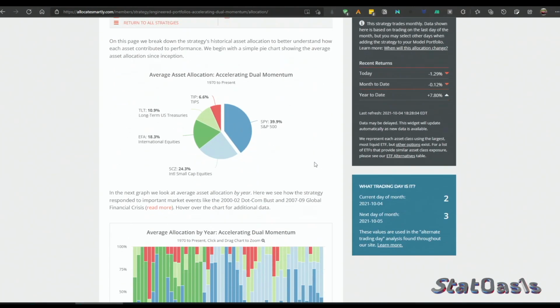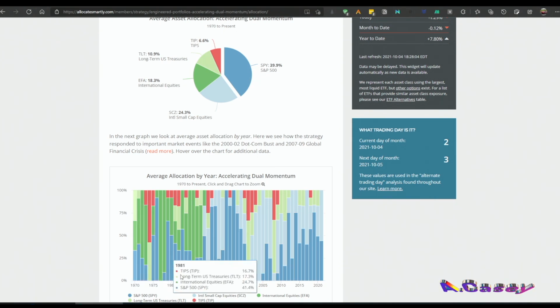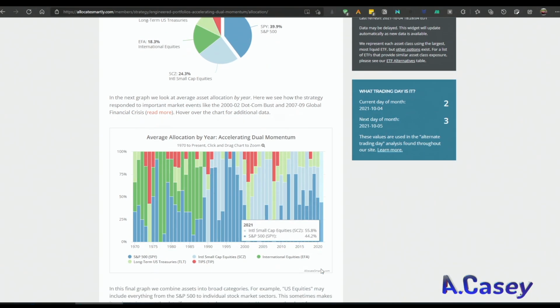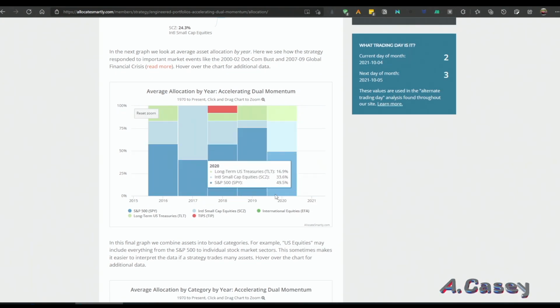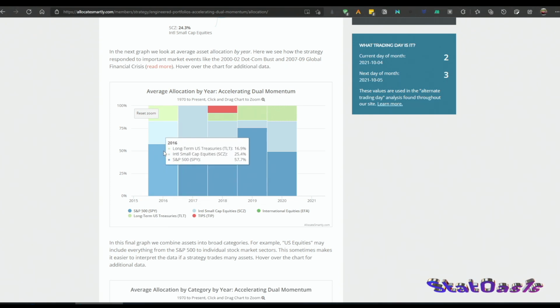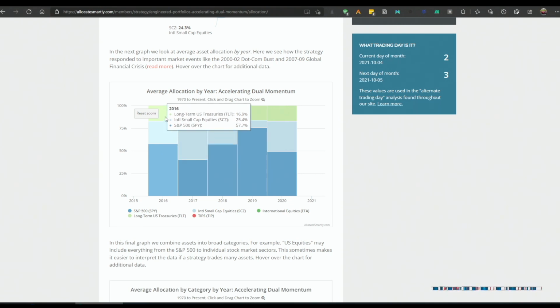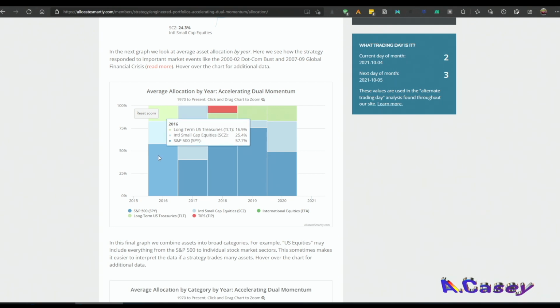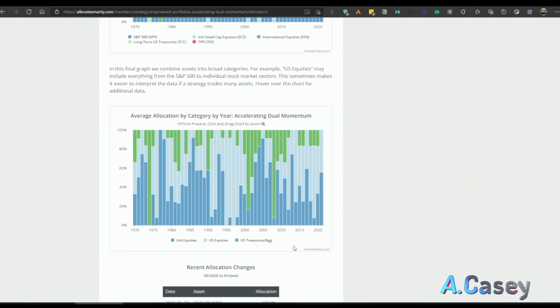So, for example, this is the historical allocation. Since 1970, it will tell you what the allocation has been through, and then you can zoom in. So, for example, let's zoom in here, the 5 years, and we can see in 2016 we spent 57% in the SPY and 25% in international small cap and 16% in long-term US treasuries, and so on and so forth. And then you can see the category that you spent in.